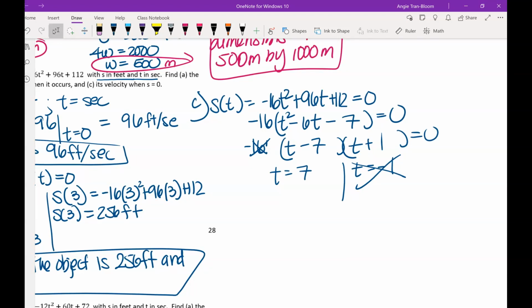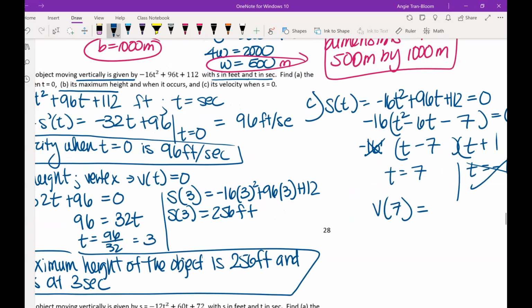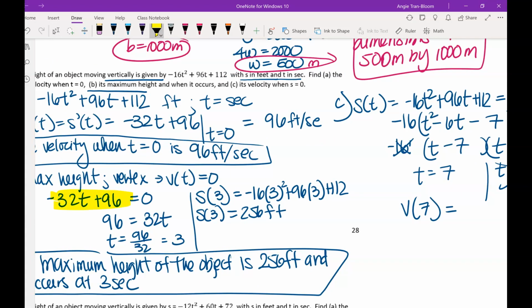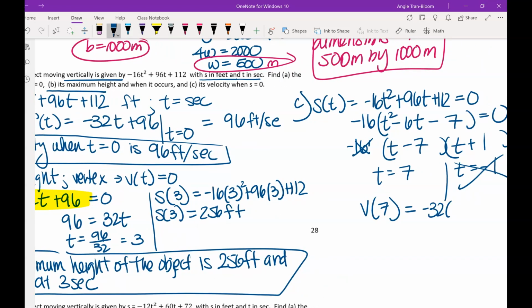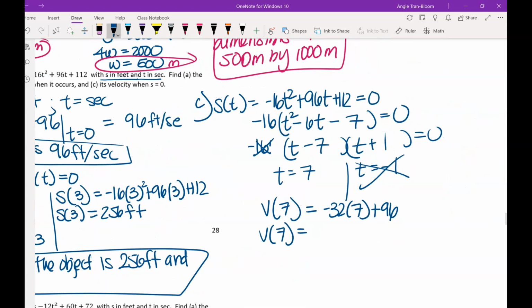All right, guys. So when it landed, let's check out the velocity because now we have to plug it back in. Velocity of 7. The velocity equation was, it was here. Okay, so negative 32 times 7 plus 96. So the velocity when this object is landing is negative 128 feet per second.